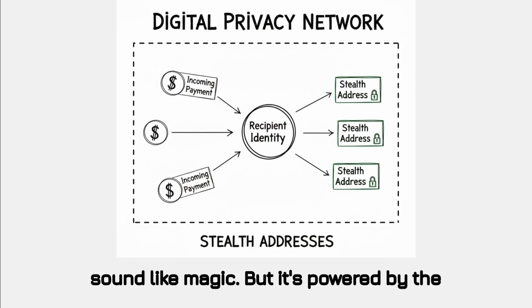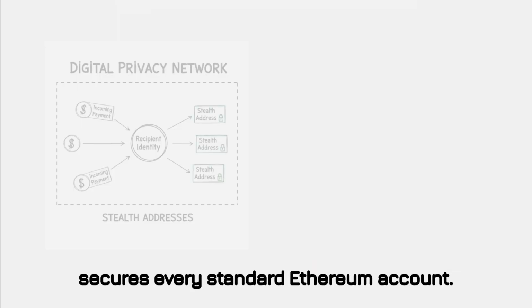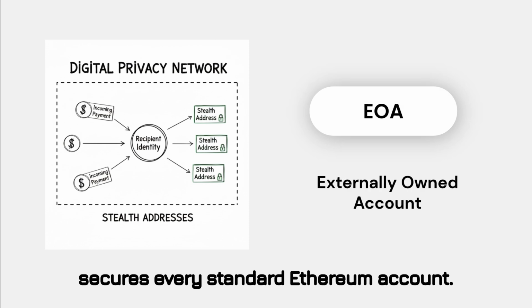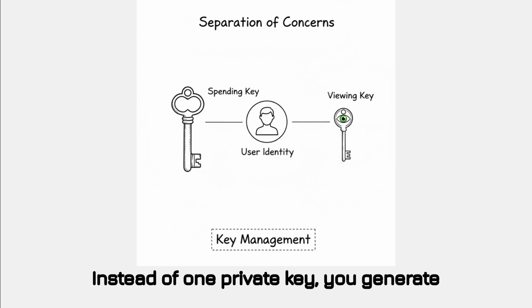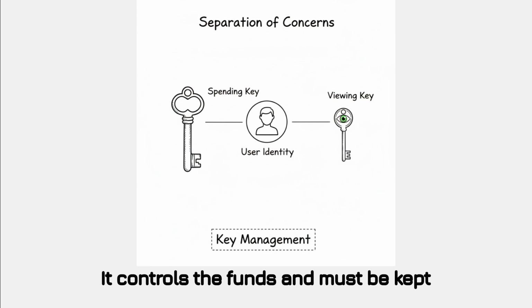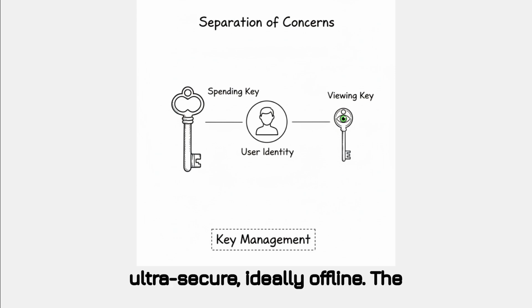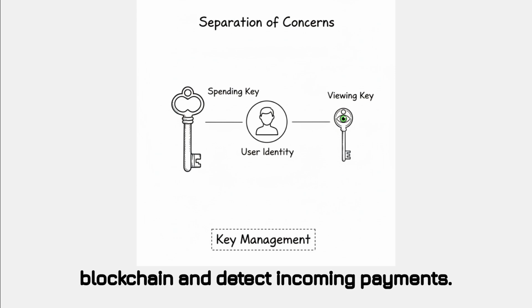This might sound like magic, but it's powered by the same elliptic curve cryptography that secures every standard Ethereum account. The system relies on a clever dual key model. Instead of one private key, you generate two. The spending key is the master key. It controls the funds and must be kept ultra-secure, ideally offline. The viewing key has one job: to scan the blockchain and detect incoming payments.